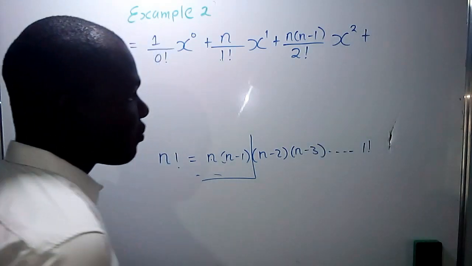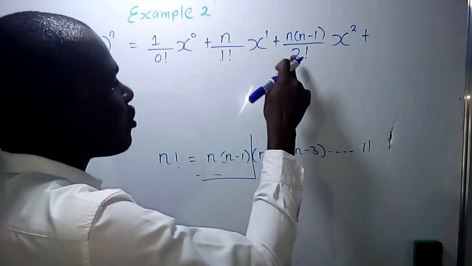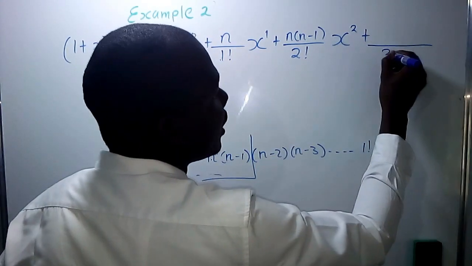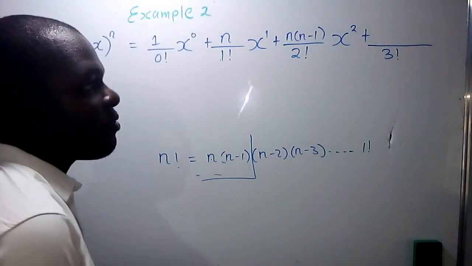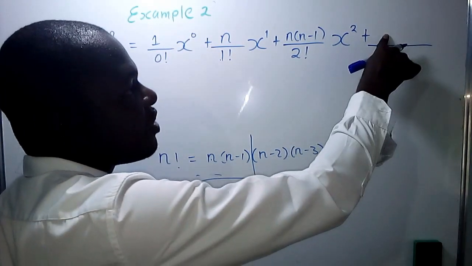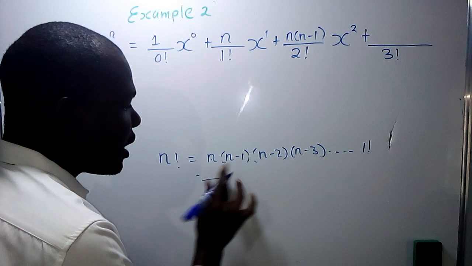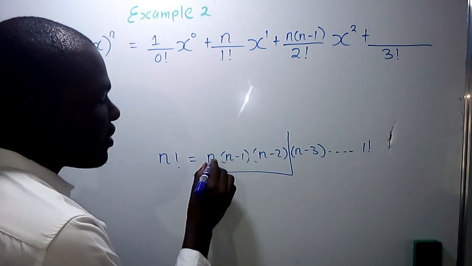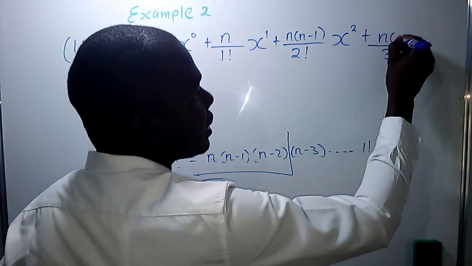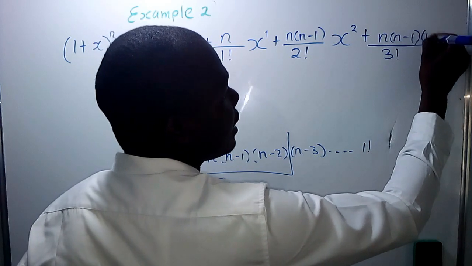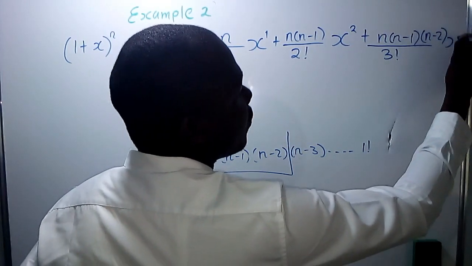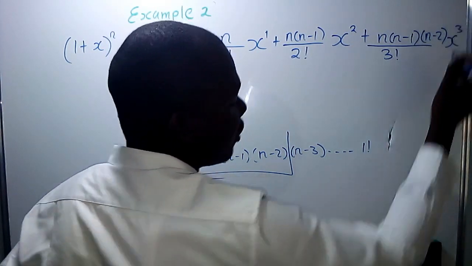Then plus, after 0 factorial, 1 factorial, 2 factorial, we move to 3 factorial. If you have 3 factorial, it means there are 3 terms in the numerator, and 3 terms will end there. So that is n, n minus 1, and n minus 2. Then our x is raised to power 3.